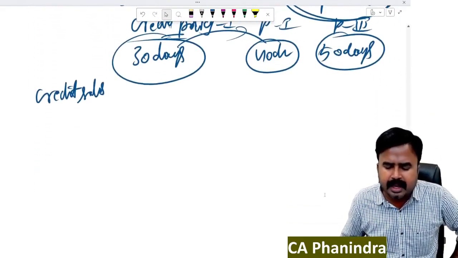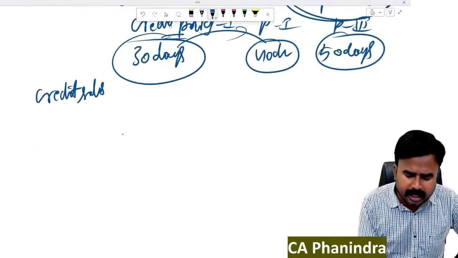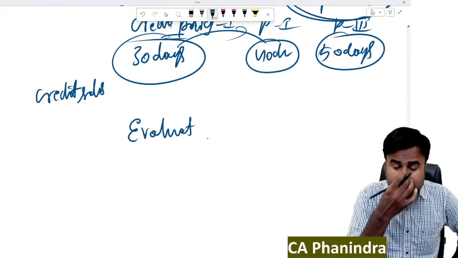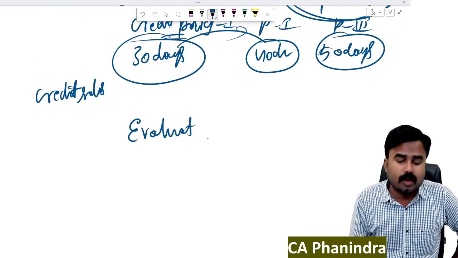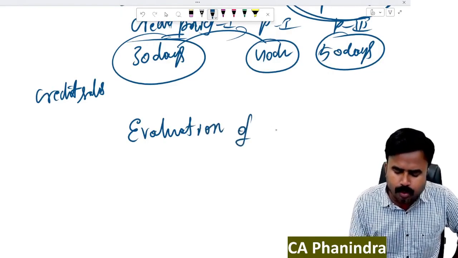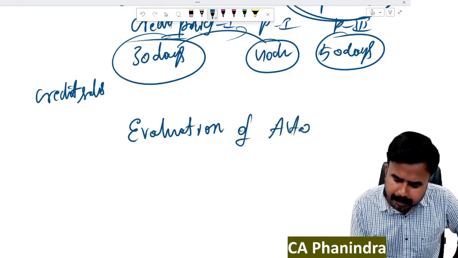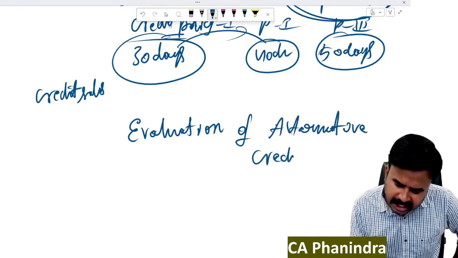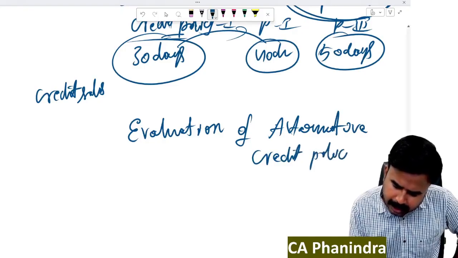So the first area is evaluation of alternative credit policies, nothing but selection of the best credit policy out of many policies in order to maximize our net benefit. So as part of that, I have to do what? Evaluation of alternative credit policies. We have a format for this, for evaluation of alternative credit policies.